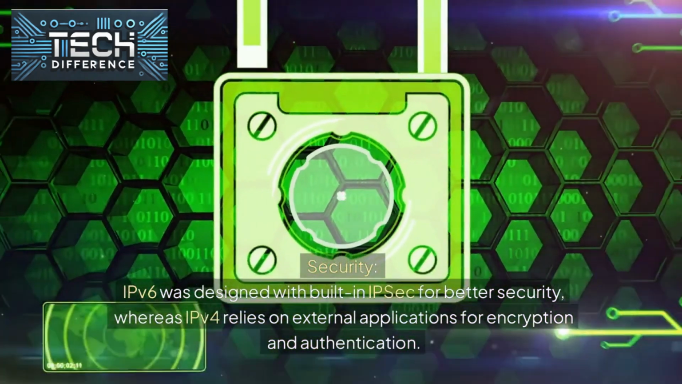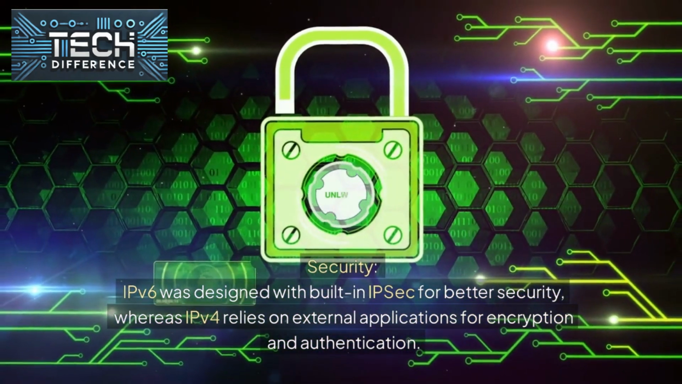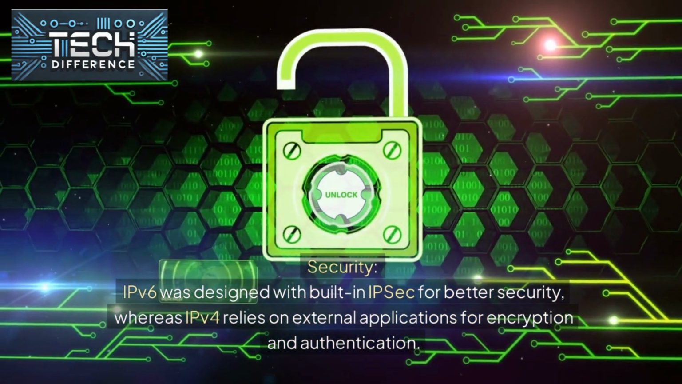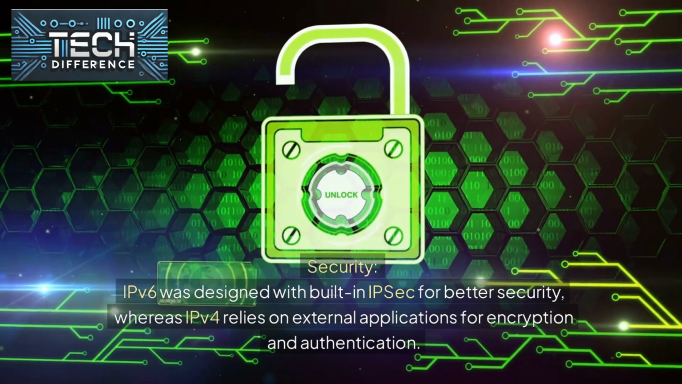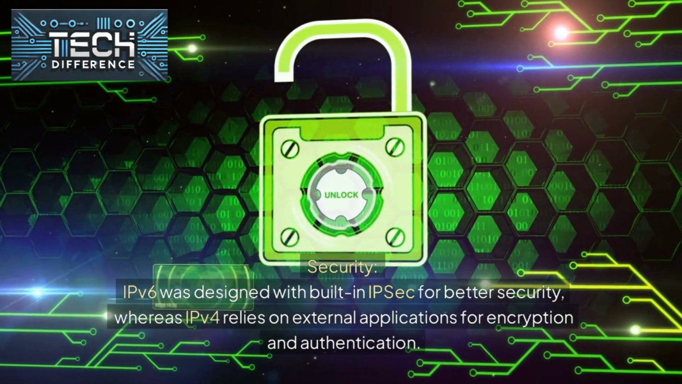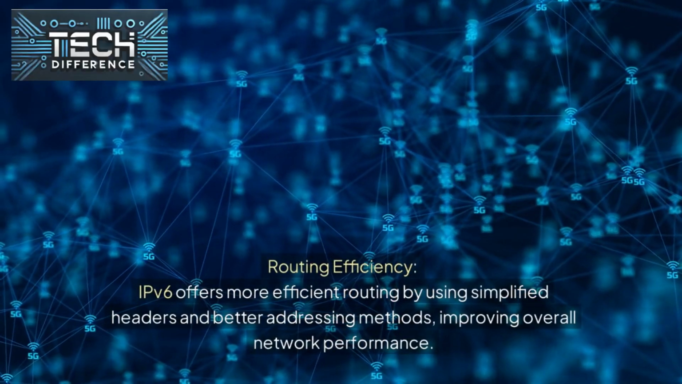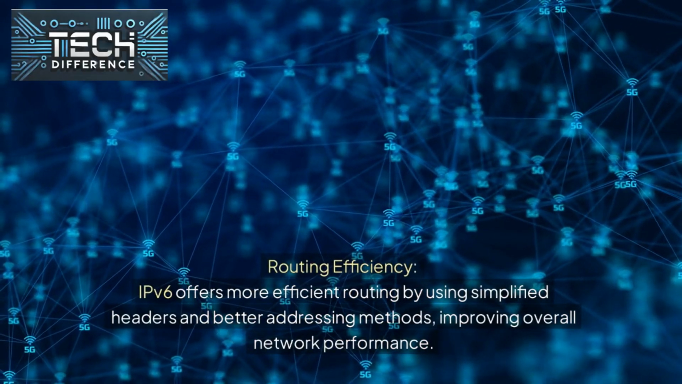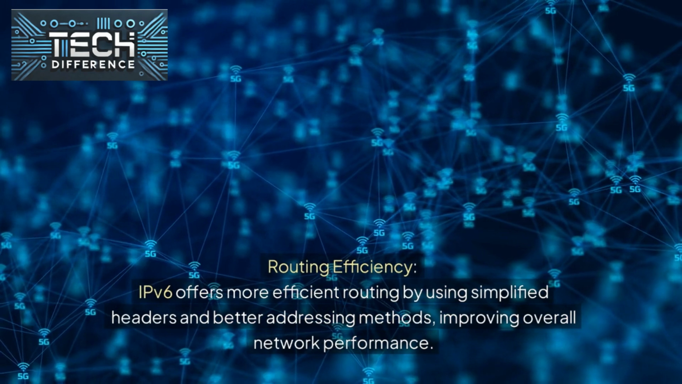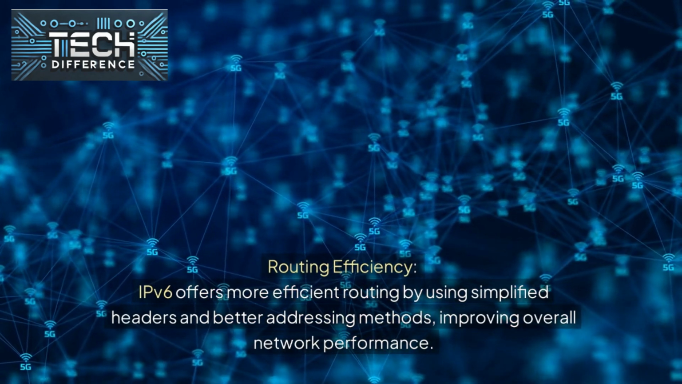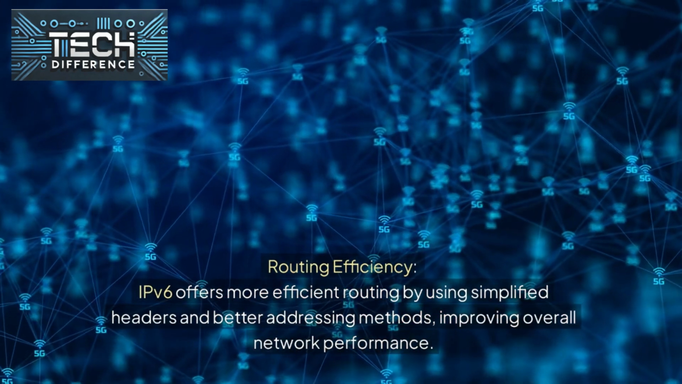Security. IPv6 was designed with built-in IPsec for better security, whereas IPv4 relies on external applications for encryption and authentication. Routing efficiency. IPv6 offers more efficient routing by using simplified headers and better addressing methods, improving overall network performance.